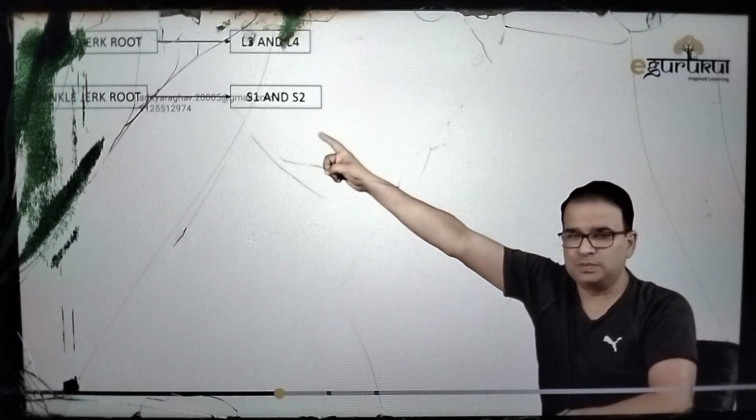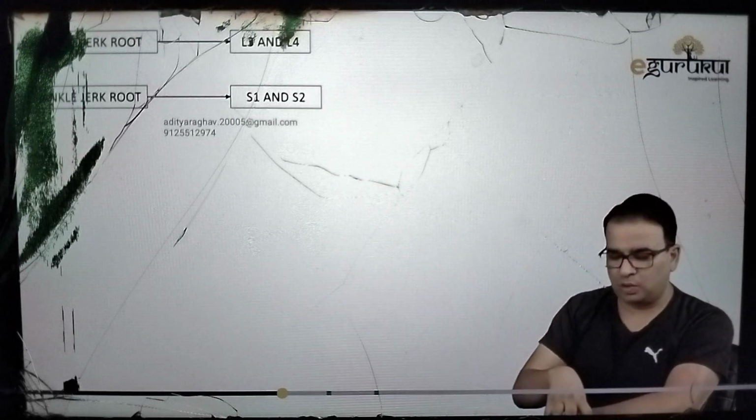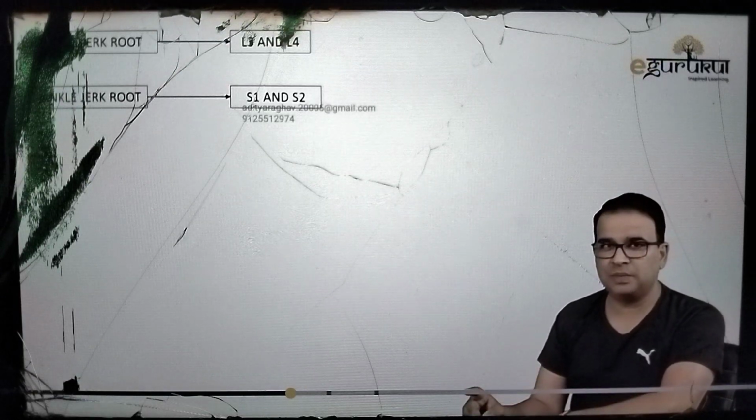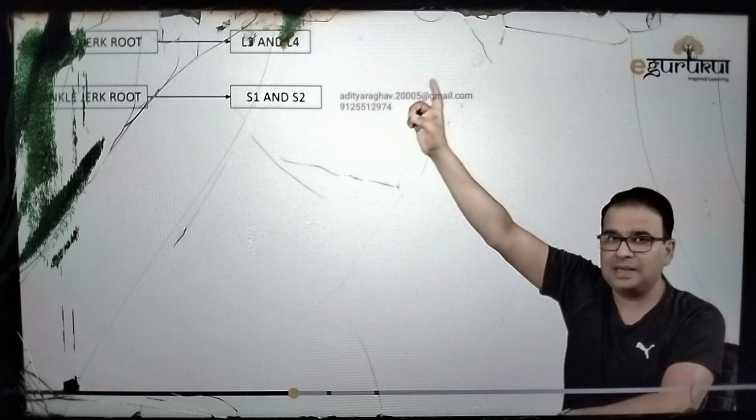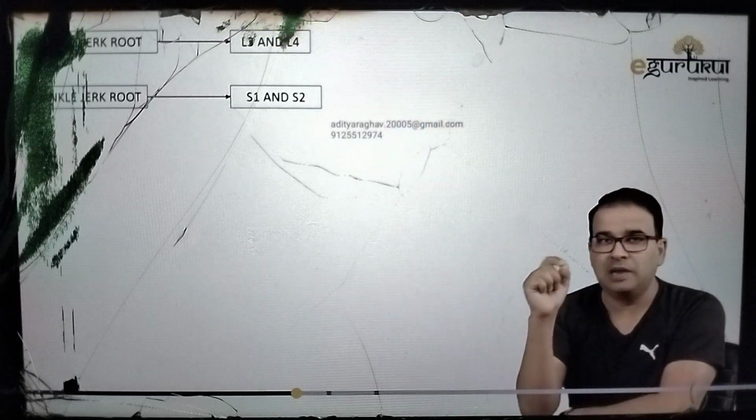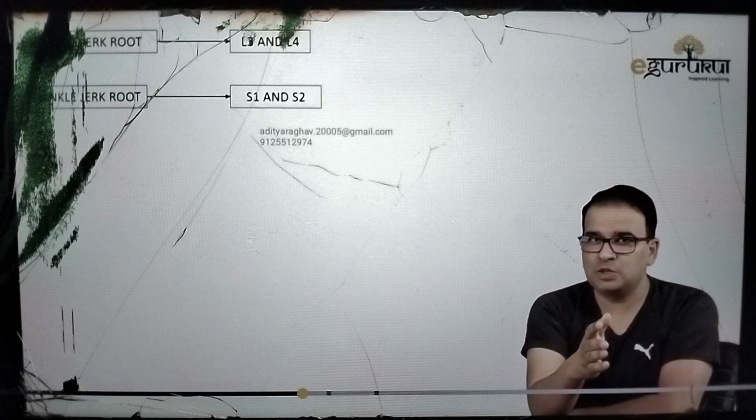Here, S1 and S2 are a part of both the conus medullaris as well as the cauda equina. That means the ankle jerk reflex will be lost or affected in both cauda equina and conus medullaris syndrome. But the knee jerk will be spared in the case of conus medullaris because it is L3 and L4, lumbar nerves, and the conus is all about sacral and coccygeal nerves. So I repeat, in conus medullaris syndrome the ankle jerk is affected, but in cauda equina syndrome, both the knee jerk as well as the ankle jerk reflex will be affected.